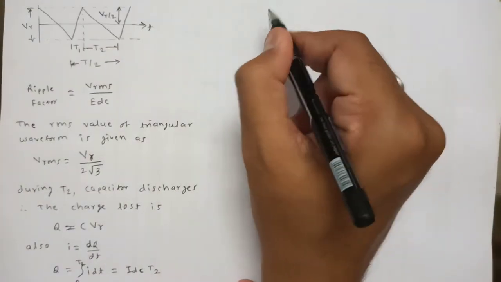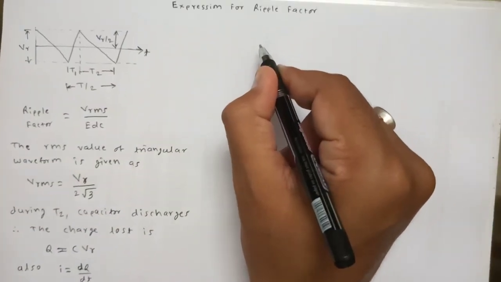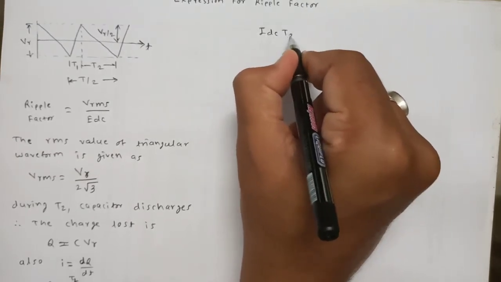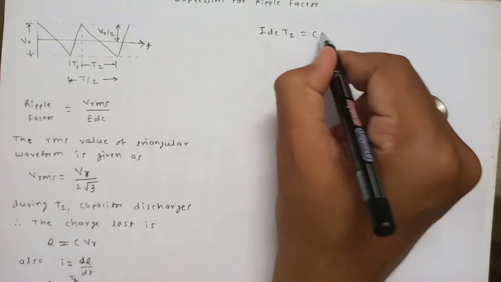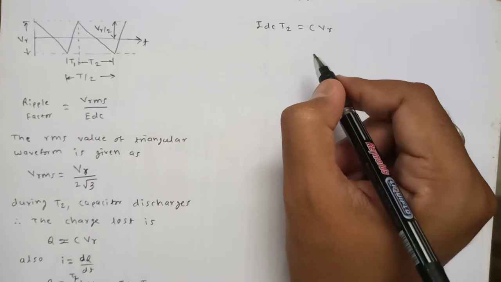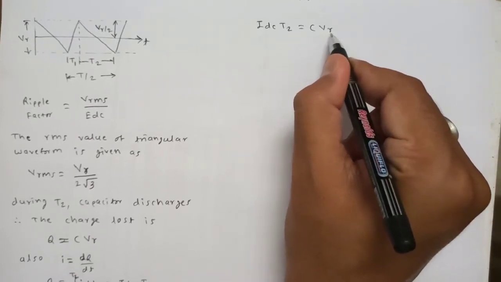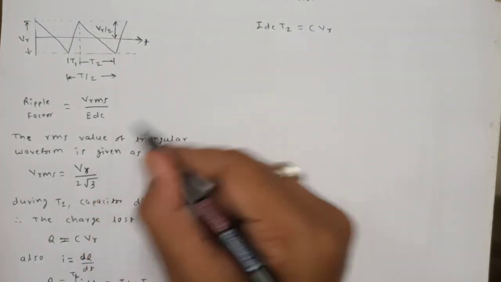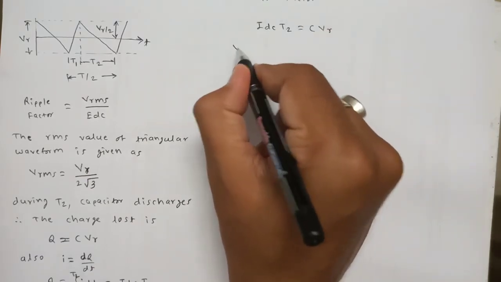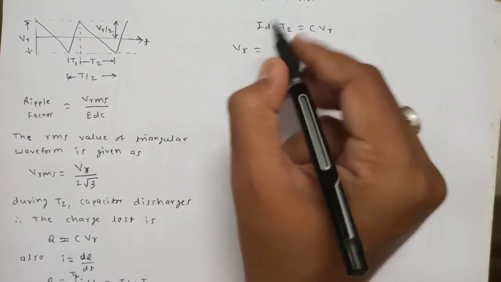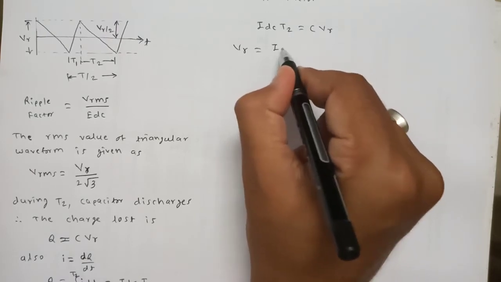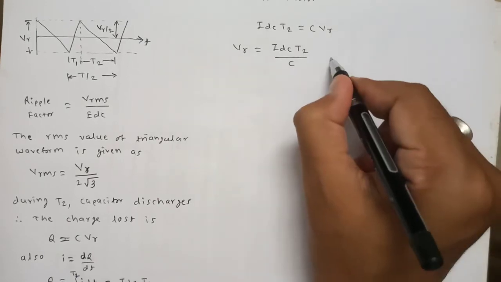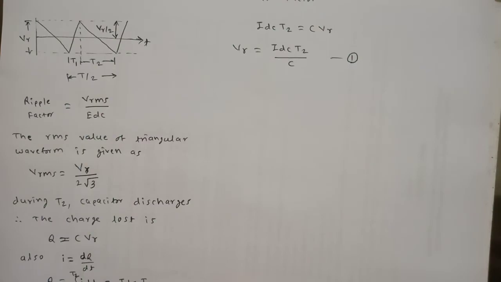So now I will write the expression like IDC into time T2 is equal to C into VR. Now let us find the equation for VR. Actually, all this we started because we were interested in finding the value of VR. So here we got VR is equal to IDC multiplied by time T2 divided by capacitor C. This I am taking as equation number 1.